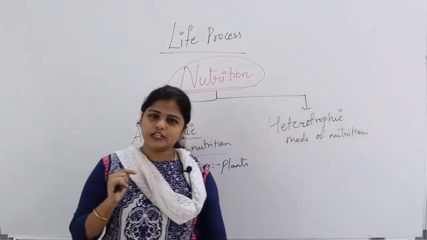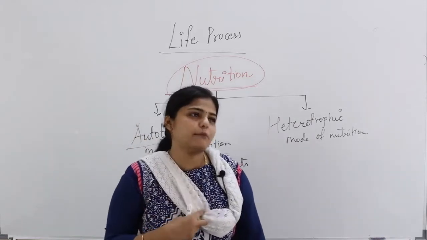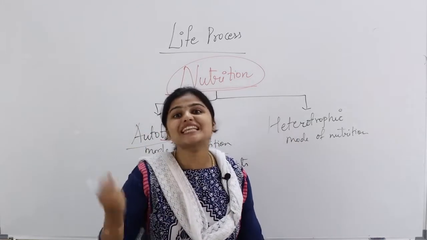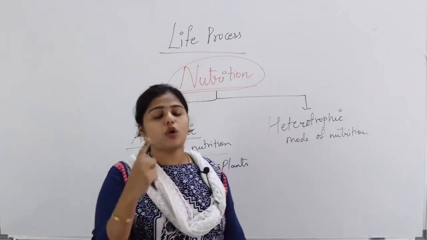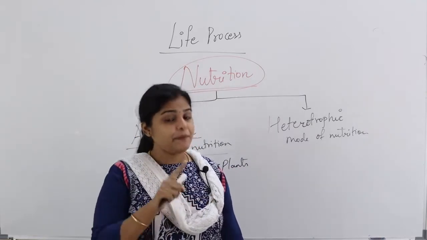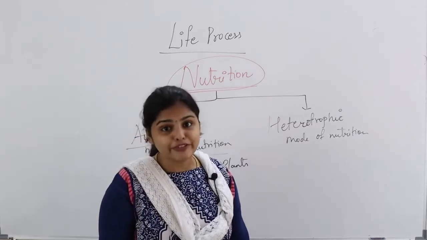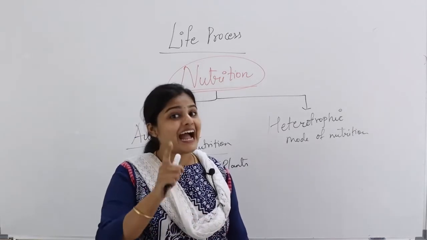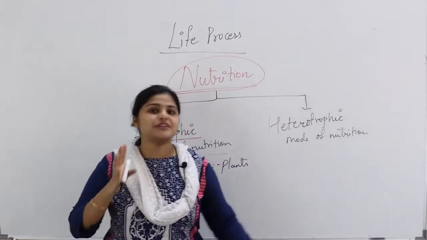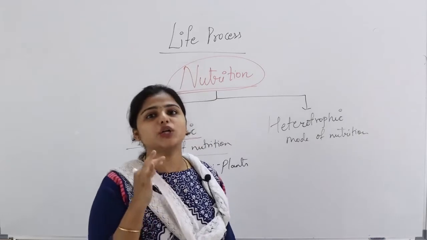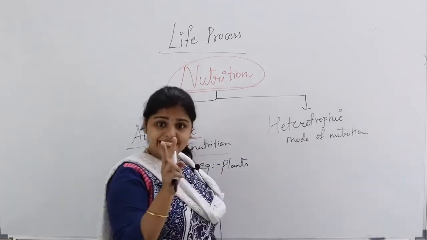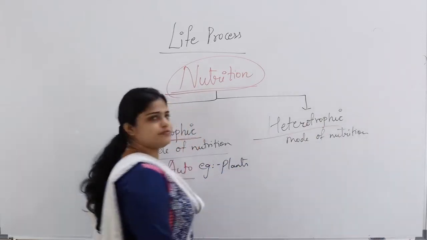I think you all know the name, I have given the name of the process happening in the plant, that is photosynthesis. So under autotrophic mode of nutrition, here we have the example of plants, and plants are going to prepare their own food, and the name of the process is photosynthesis. So I think students have understood very nicely what is autotrophic mode of nutrition. Second is heterotrophic.